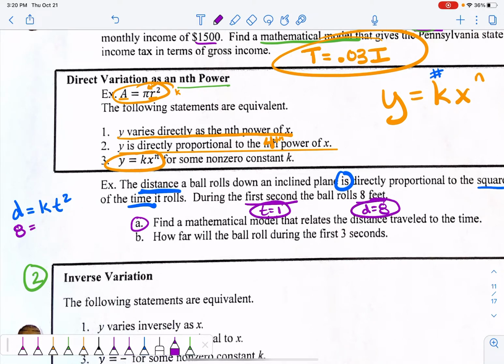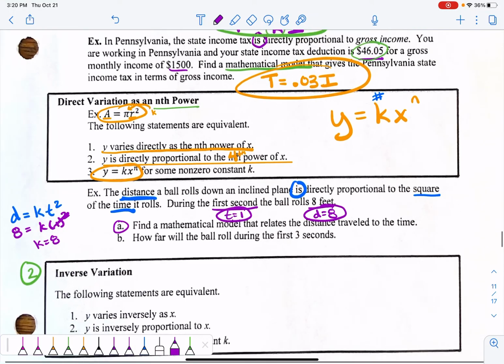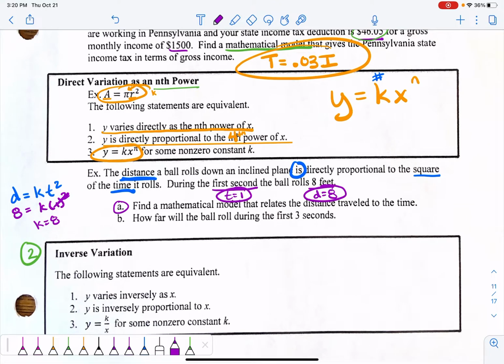So, 8 equals k times 1 squared. And 1 squared is just 1, and 1 times k is 8, so that means k is 8. Okay, so our mathematical model will be that the distance is equal to 8 times t squared, and that's part A. That's what they're wanting for part A.